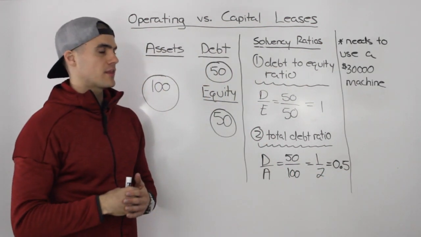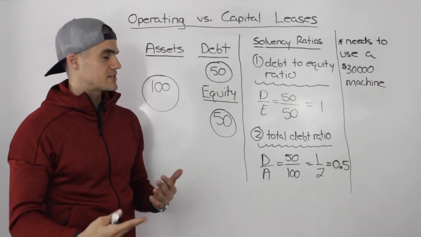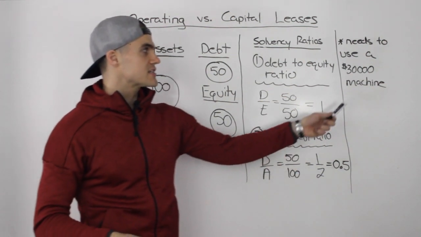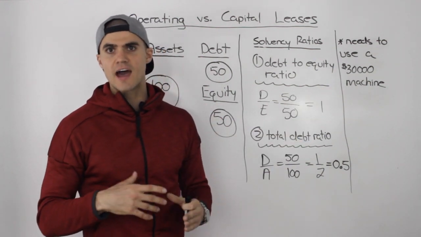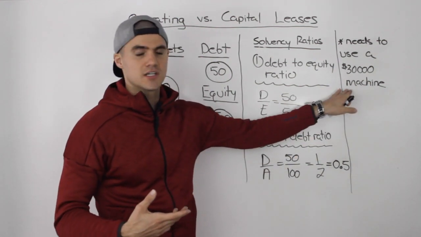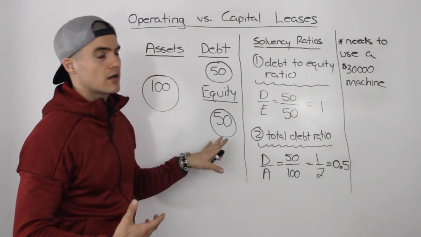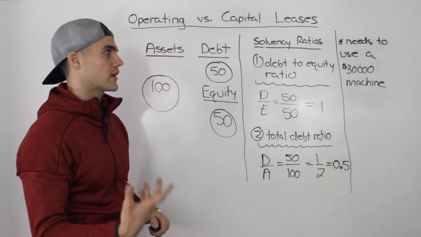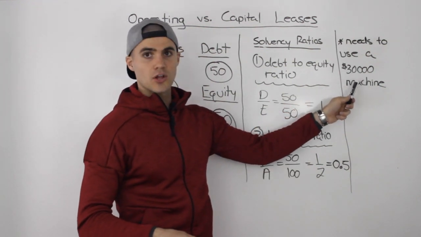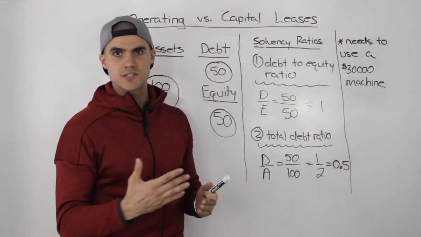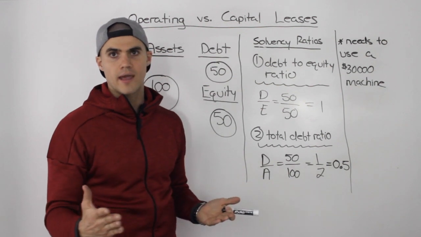Now let's say in addition that the company runs into a situation where it needs to use a certain $30,000 machine that it currently doesn't have access to. And this machine is going to bring this company a lot more business, a lot more income. Well, to gain access to this $30,000 machine, the company has two options. It can buy it or it can lease it.